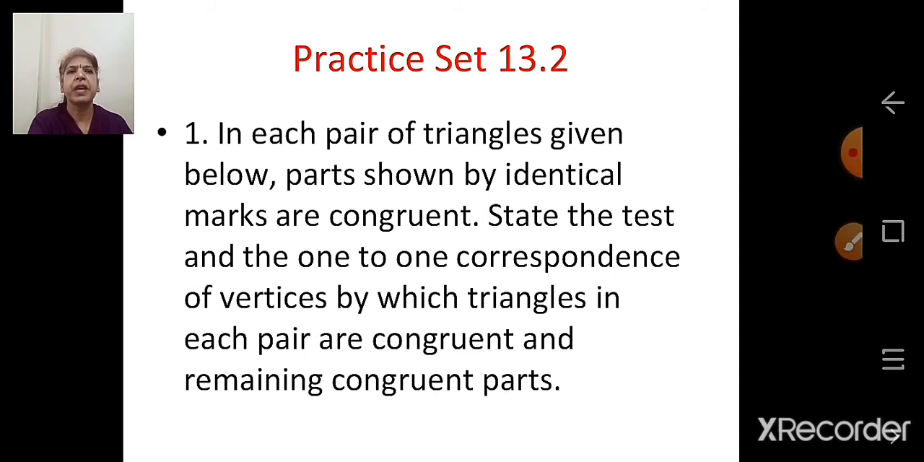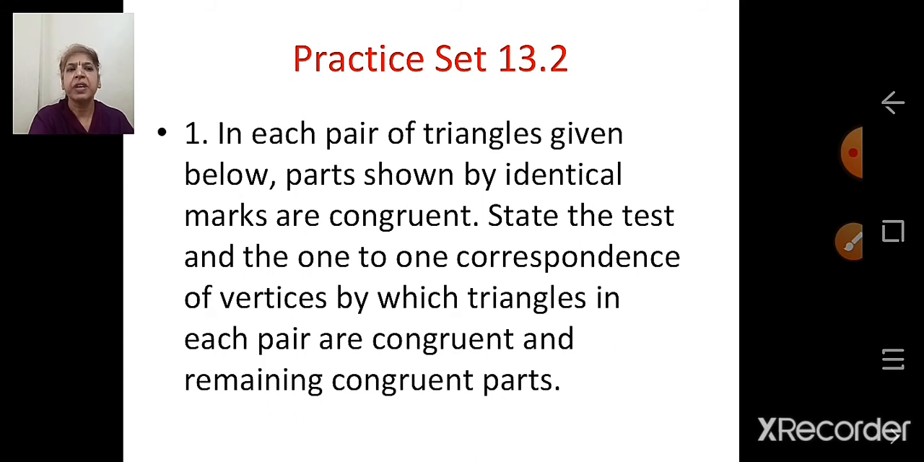In each pair of triangles given below, parts shown by identical marks are congruent. State the test and the one-to-one correspondence of vertices by which triangles in each pair are congruent, and the remaining congruent parts. So here each pair of triangles is given, shown by identical marks, and we know identical marks mean they are congruent.